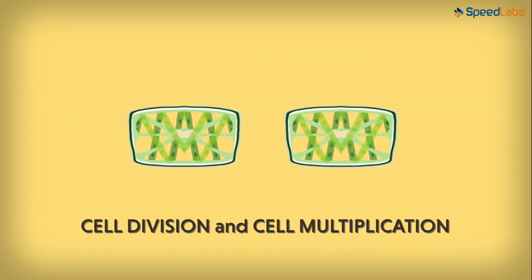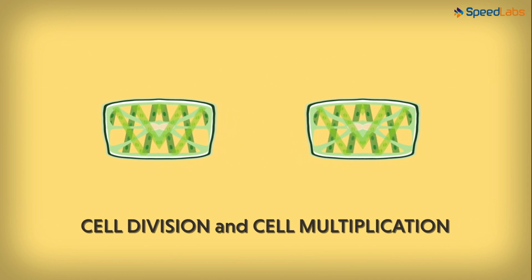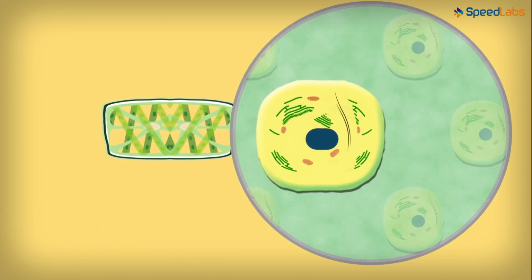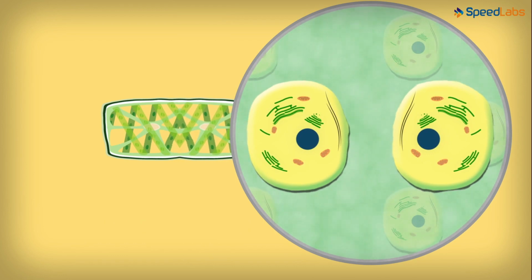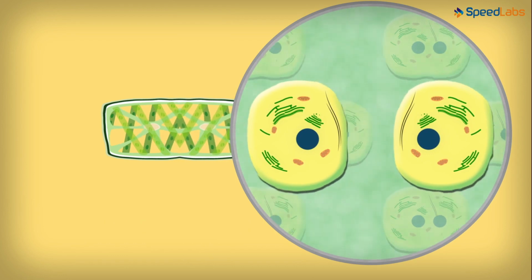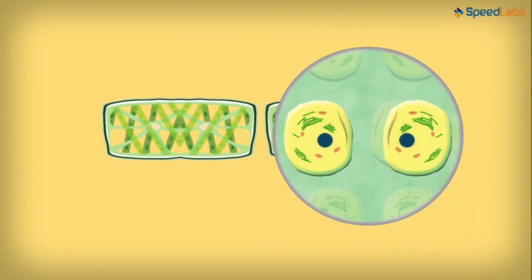When a part of the body of an organism separates from the parent body, the cells in it multiply with the help of cell division. Thus, the cells grow in number and it finally grows into a new organism.